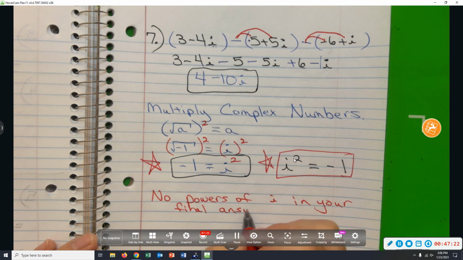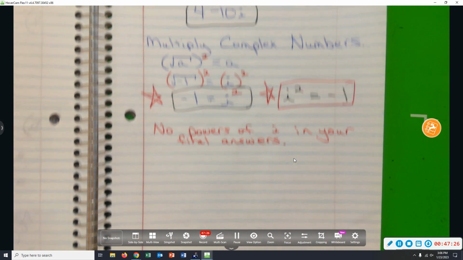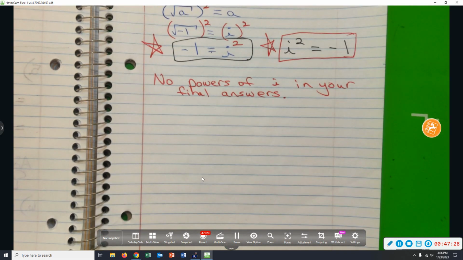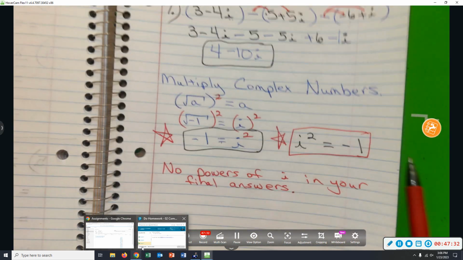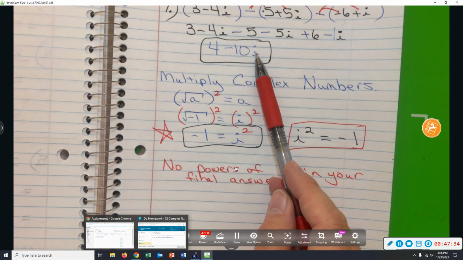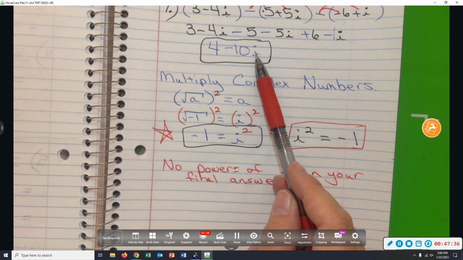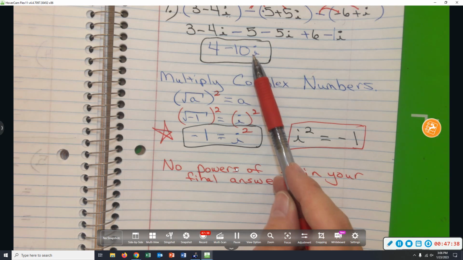Tony, can you think of a better way to say that? No? Okay. You can have real numbers, bi. You can have a real number. You can have an i. You can't have an i squared. You can't have an i cubed. Only i.